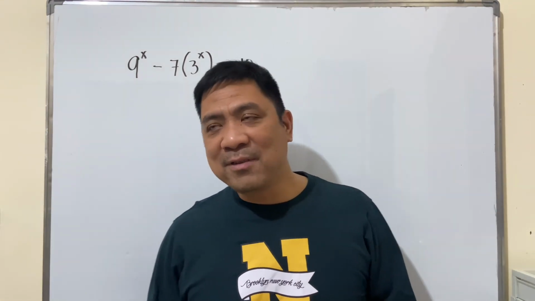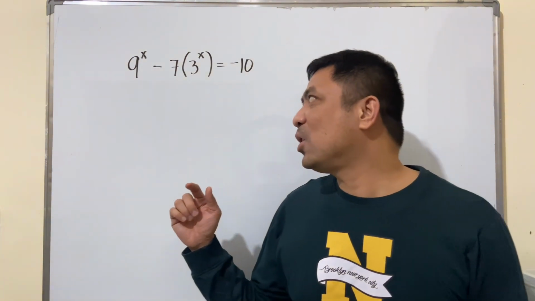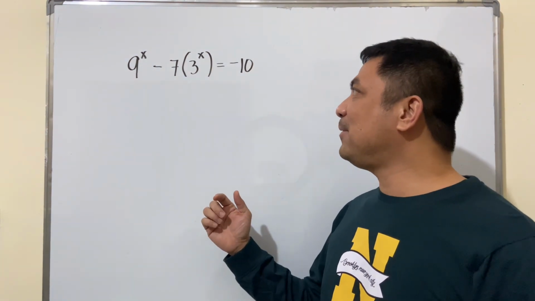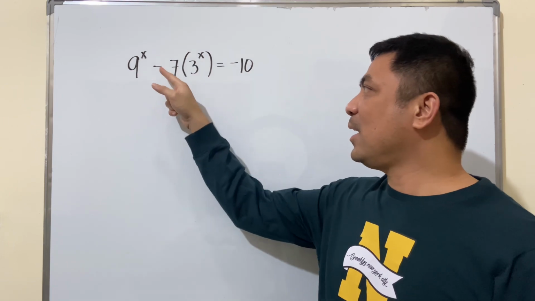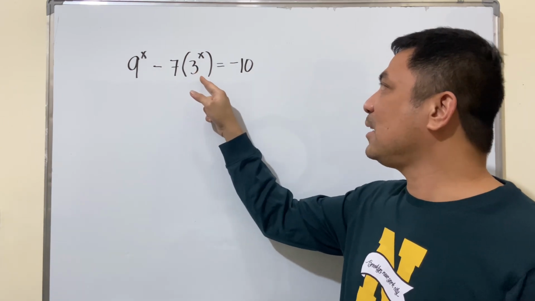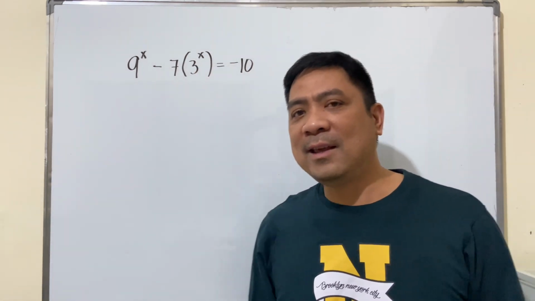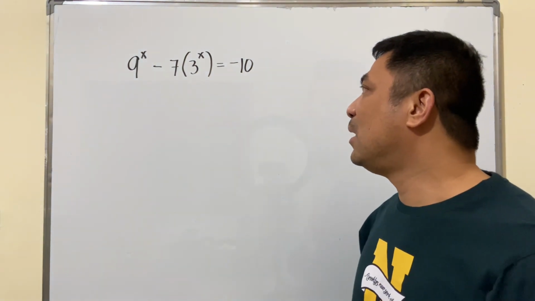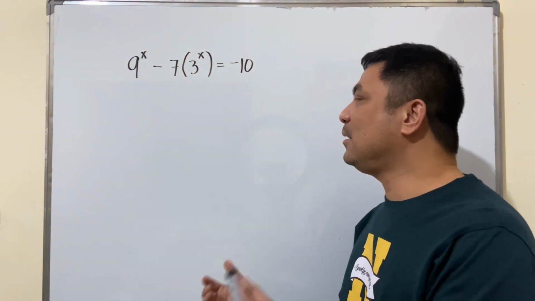So for today, we have again another interesting equation wherein we are asked again to find the value of x given that 9 raised to x minus 7 times 3 raised to x is equal to negative 10. Okay, so how do we solve a problem like this?